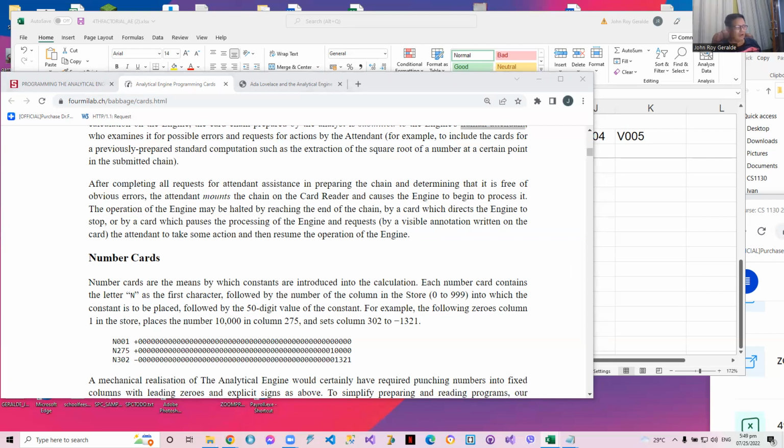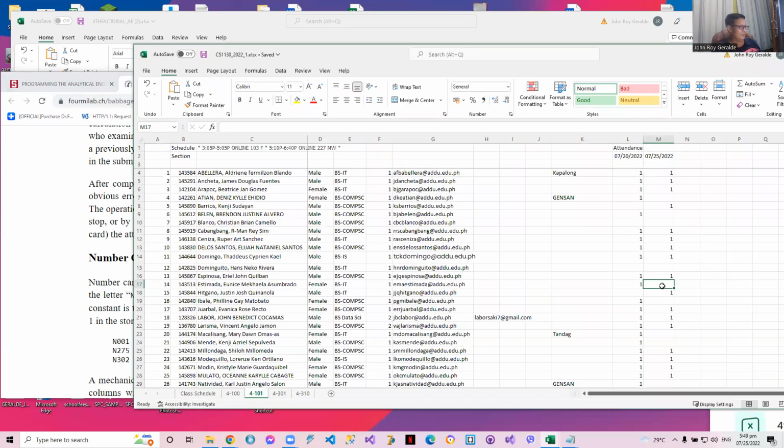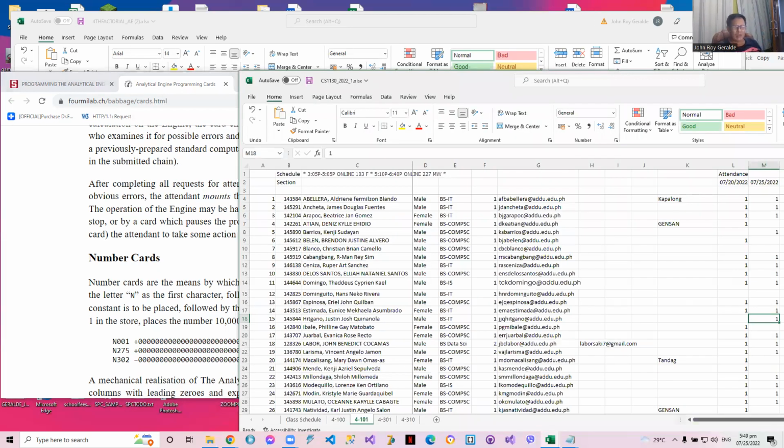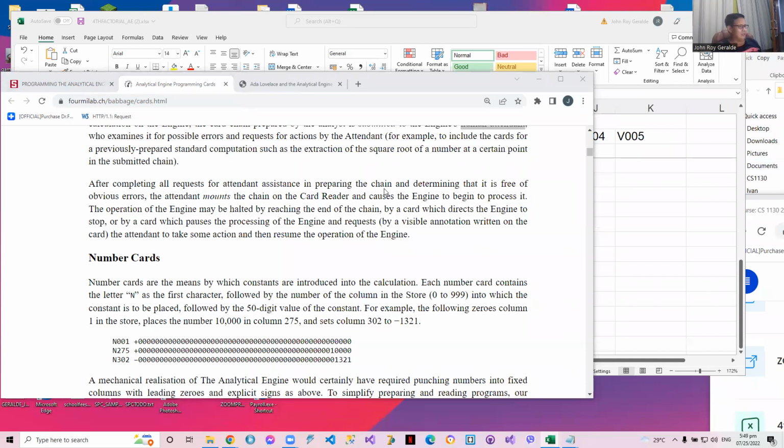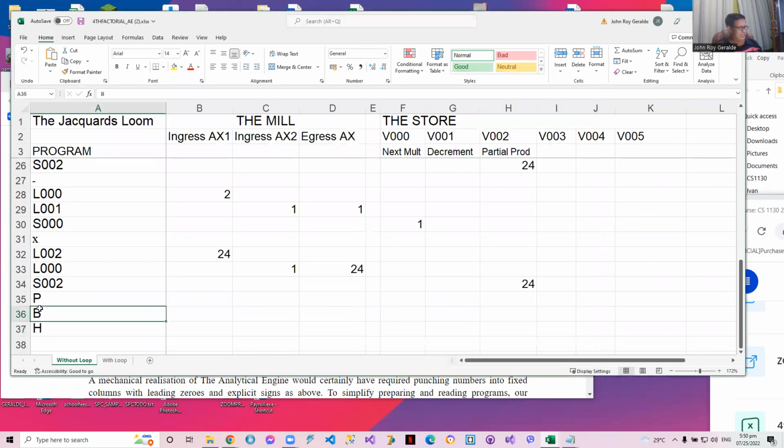Okay. So, mag-fire na yung engine. Okay? Pag-load ng card, mag-fire na yung engine one by one. Okay? Interpreting one by one. And then the attendant just leaves it going. Sometimes he goes to sleep. Why? Because it's a very long process. So that's why, no? We have P, B, H. P means print, B means bell to awaken the sleeping attendant, and H means halt. Do you follow? Do you get my point?